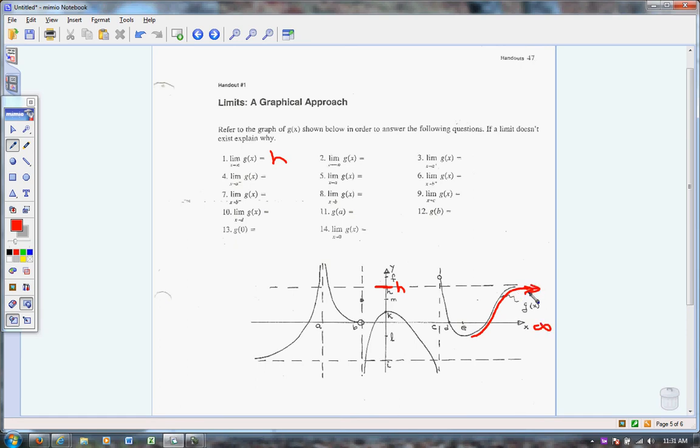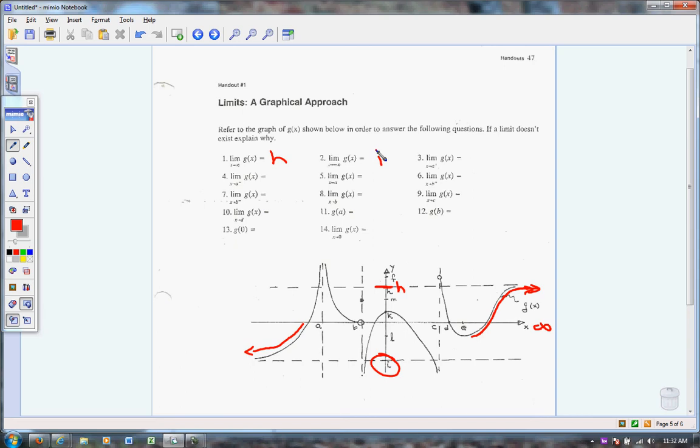Okay? How about number two? As we approach negative infinity, what is the function approaching? What y value is it approaching? L. What is that y value? It's an I. Okay? We okay so far? Please stop me if you're not. Let's look at number three.